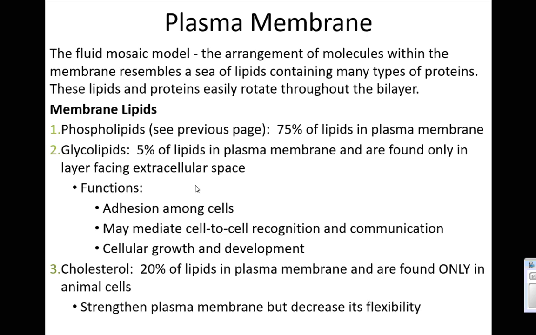Let's first talk about the three different types of lipids. We already discussed one, those phospholipids, which are the primary structures, making up 75% of the lipids in the plasma membrane. You've got 5% that are glycolipids, which we saw a picture of on the previous page. Glycolipids, remember, are carbs attached to a lipid. Okay, glyco for carb or sugar, lipid for fat. 5% of the lipids here in the plasma membrane are this type.